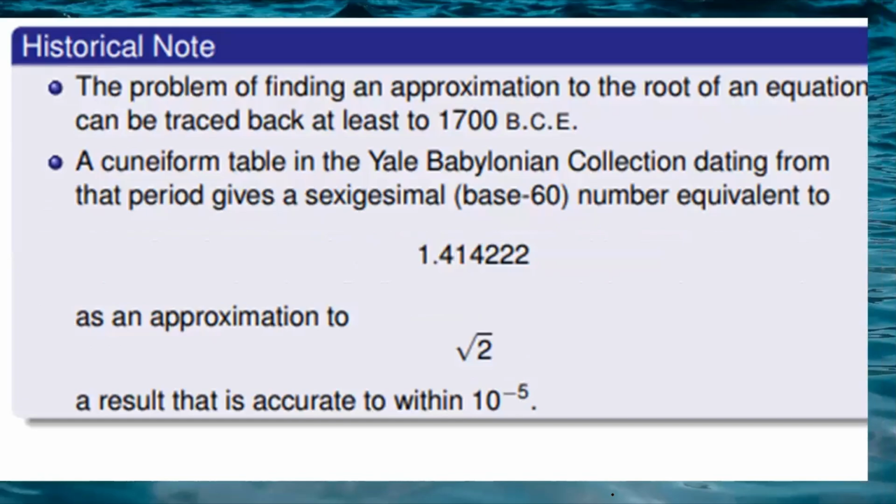The problem of finding an approximation to the root of an equation can be traced back at least to 1700 BC. A cuneiform tablet in the Yale Babylonian collection dating from that period gives us a base 60 number equivalent to 1.414222, an approximation to root 2, a result that is accurate within 10 to the power minus 5. This is a brief history about the root finding problem.